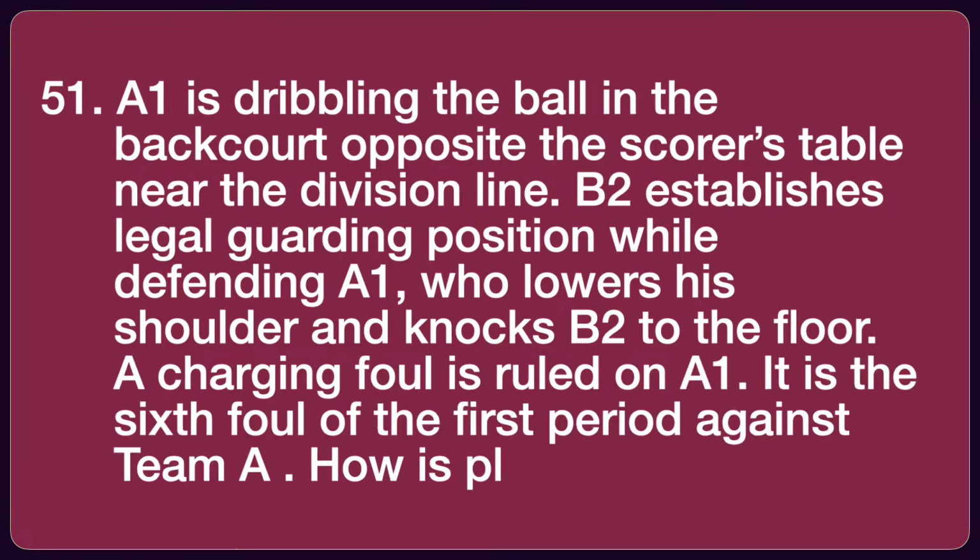A1 is dribbling the ball in the backcourt opposite the scorer's table near the division line. B2 establishes legal guarding position while defending A1, who lowers his shoulder and knocks B2 to the floor. A charging foul is ruled on A1. It is the 6th foul of the first period against Team A.